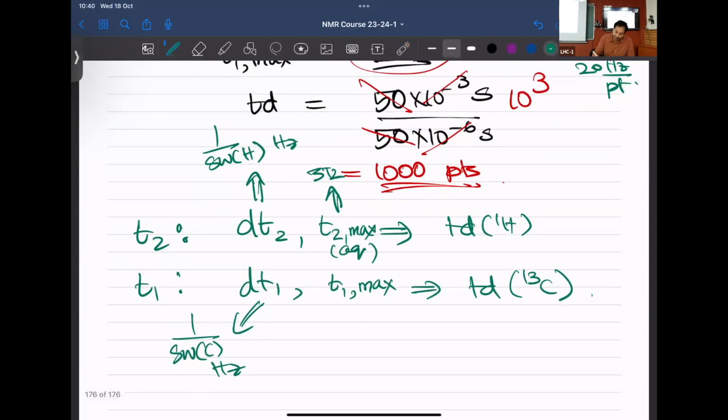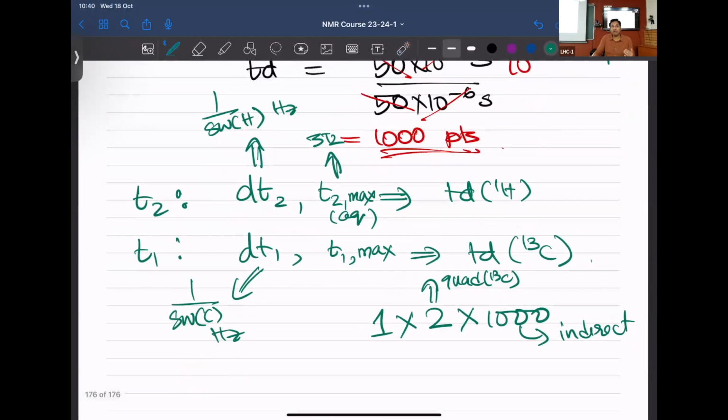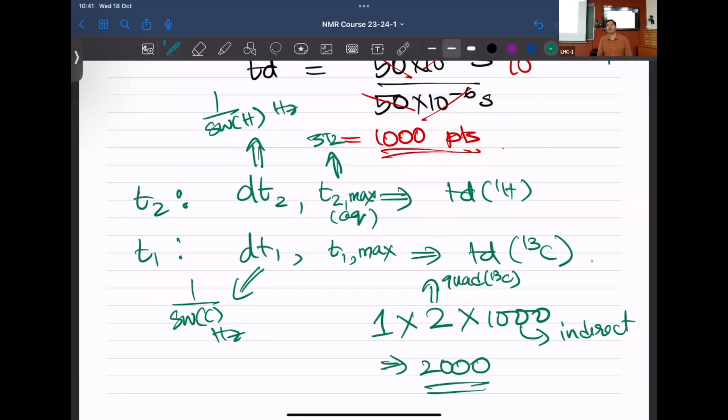So if your 1D took a single scan, how long will a 2D take for this example? It will be 1 times 2, because 2 due to the quadrature on carbon, and 1000 points on the indirect dimension. So how many 1Ds do you have to acquire? You have to acquire 2000 1D NMR experiments to get a 2D.